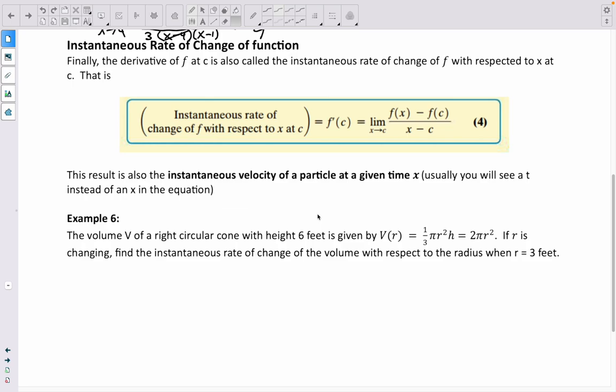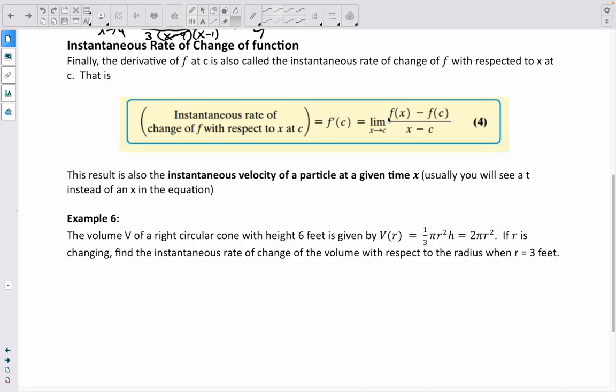Here, we're going to talk about instantaneous rate of change of a function, instantaneous rate of a particle, which is your velocity. And so finally, the derivative of f at c is also called the instantaneous rate of change. Recall when we did AROC and IROC, we've talked about this with respect to x at c. That is, the instantaneous rate of change of f with respect to x at c is denoted f prime of c. This is nothing different than what we've been doing. Okay, so now we're just putting it into the context of a word problem.